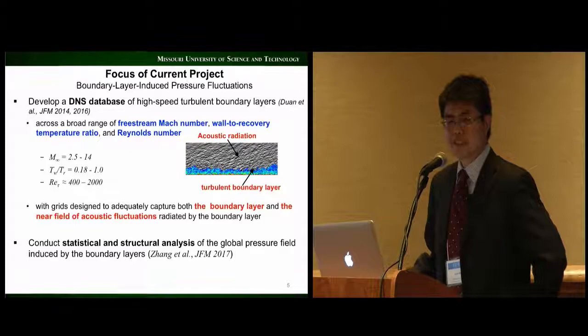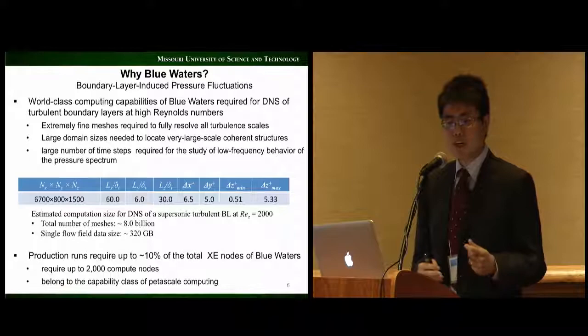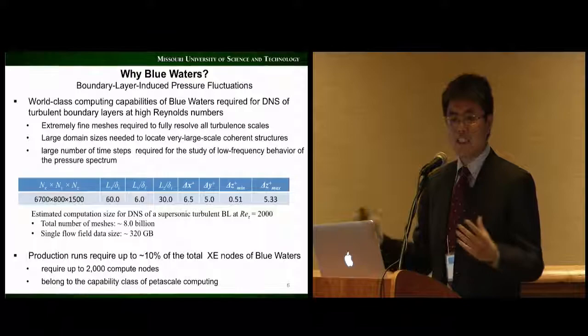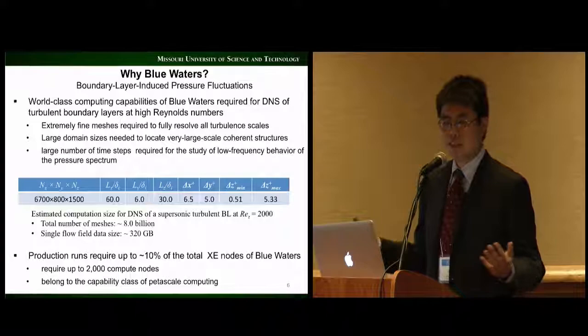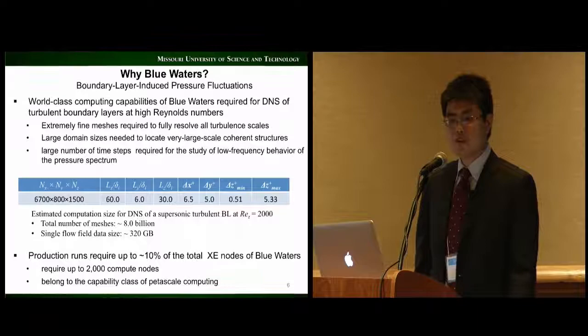And then we can use this to do a detailed analysis. So why do we need Blue Waters? For this type of calculation, we need a large number of mesh points in order to resolve the detailed turbulent structures. We also need a large domain size to accommodate enough large scale turbulence structures to get statistically significant results. And we also need a large number of time steps for getting quantities such as the spectrum.